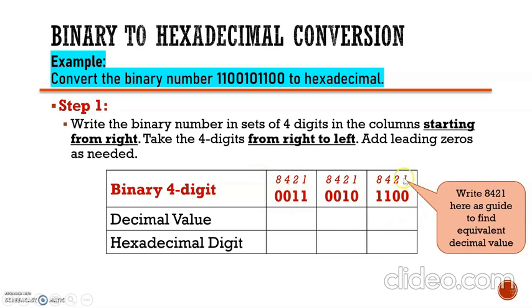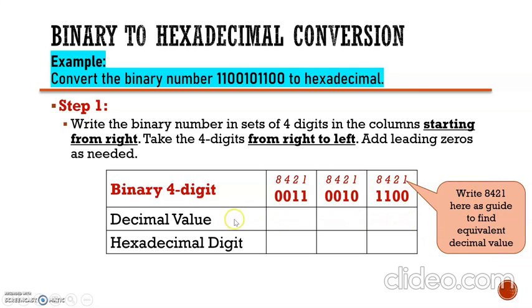And what is this here? 1, 2, 4, 8 is actually 2 to the power of 0, 2 to the power of 1, 2 to the power of 2, 2 to the power of 3. These are the place values of binary. Why do we put them here? Because we are going to use this as a guide to change this 4-digit binary number into decimal, to find the equivalent decimal value in the second row.